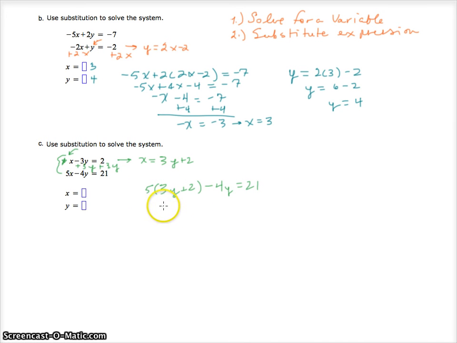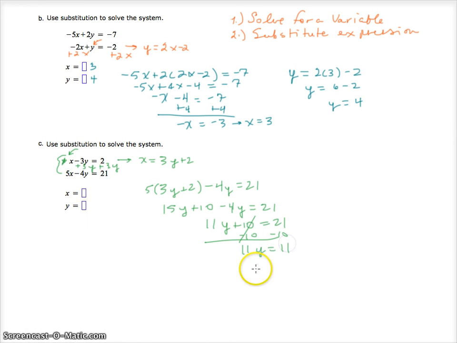If I apply the distributive property, I get 15y plus 10 minus 4y equals 21. 15 minus 4 is 11. 11y plus 10 equals 21. I'm going to subtract 10 from both sides. 11y equals 11. So y equals 1.